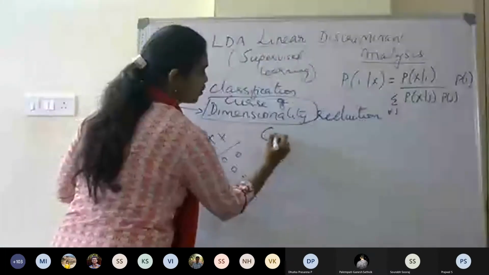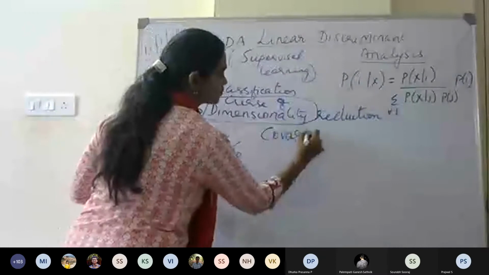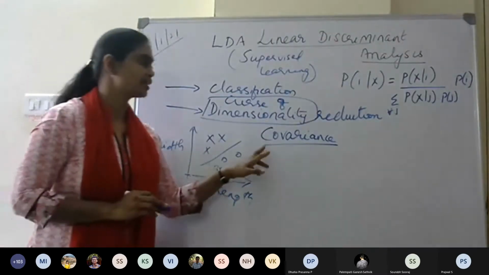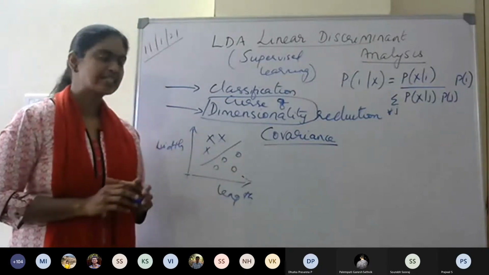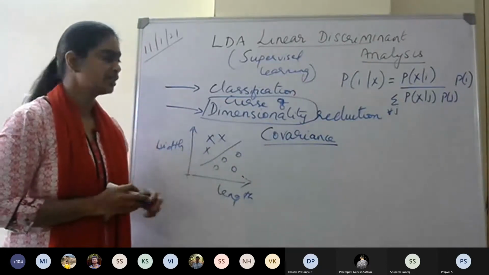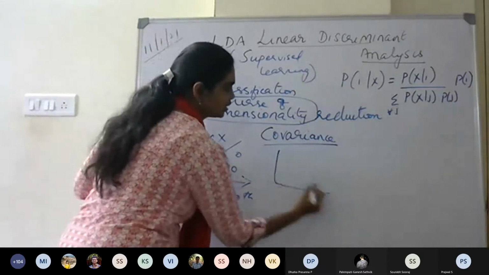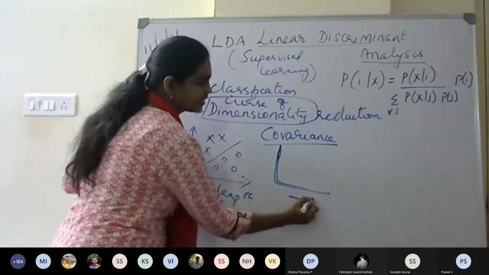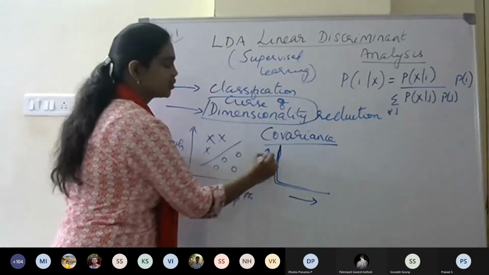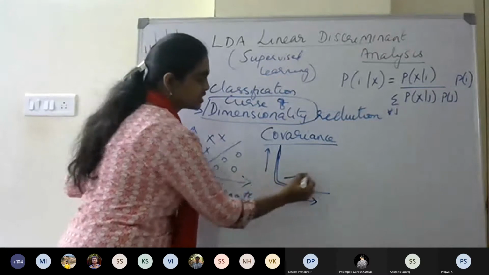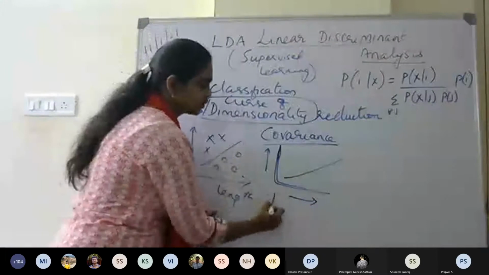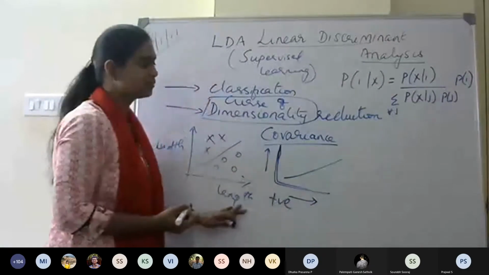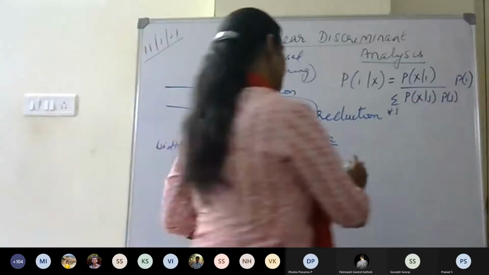I think you know about covariance. In probability, you would have studied about covariance. That means, for example, we have the length and the width. Suppose I will describe 3 relationships. One is when length increases, if the width is also increasing, then this covariance is said to be positive.